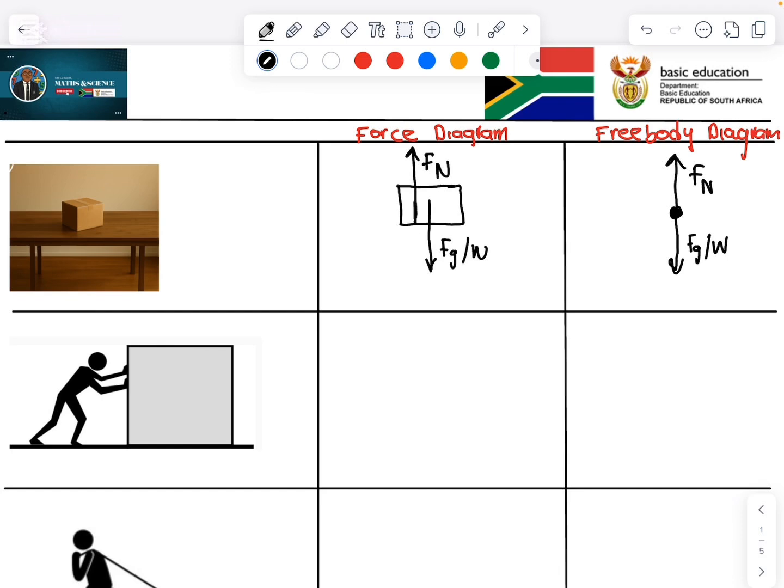This is the force diagram for a box that is lying on the table, and this is the free body diagram. I hope you guys can see the difference between the two. With the force diagram, you draw the object, and to simplify things, you can just simply draw a 2D box. You don't have to draw a 3D box. And then with the free body diagram, you represent the object as a dot.